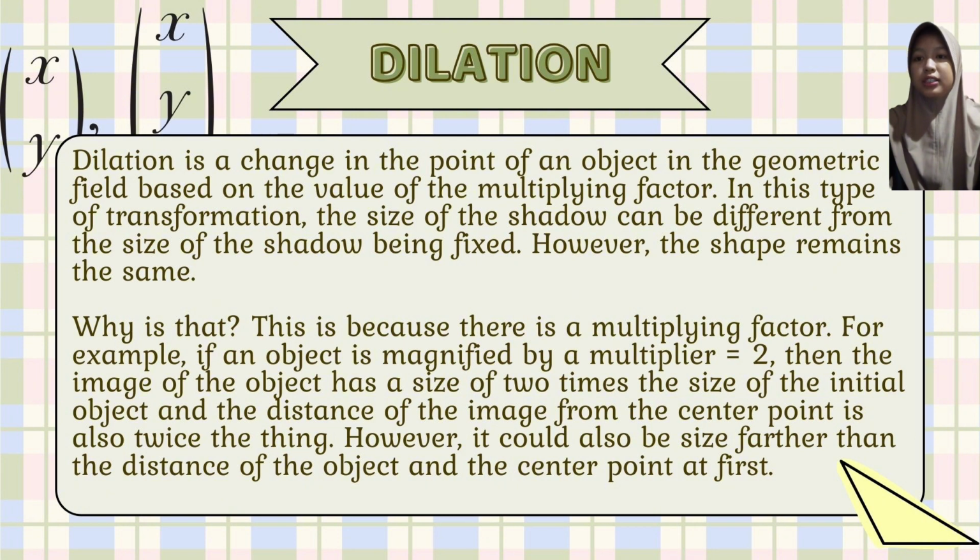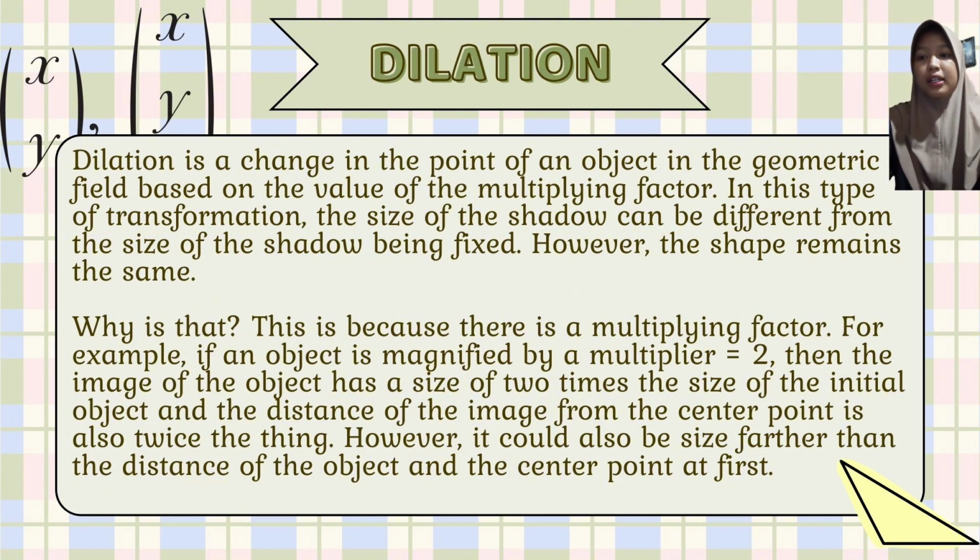Okay, the second topic is dilation. What is a dilation? Dilation is a change in the position of an object in the geometric plane based on the value of the multiplying factor. In this type of transformation, the size of the shadow can be different from the size of the original object. However, the shape remains the same. Why is that? This is because there is a multiplying factor.